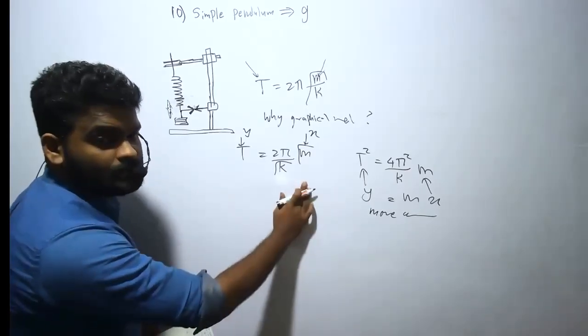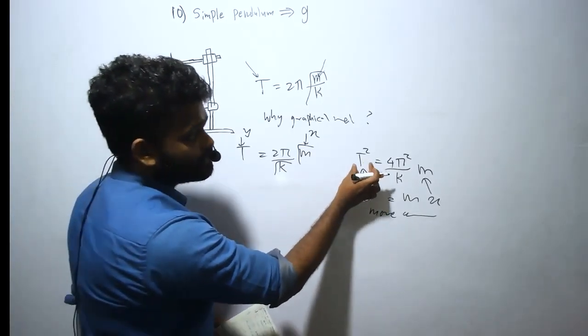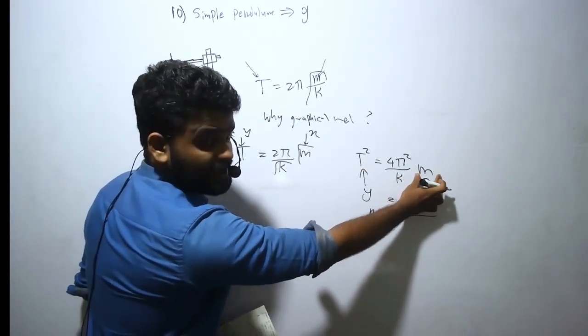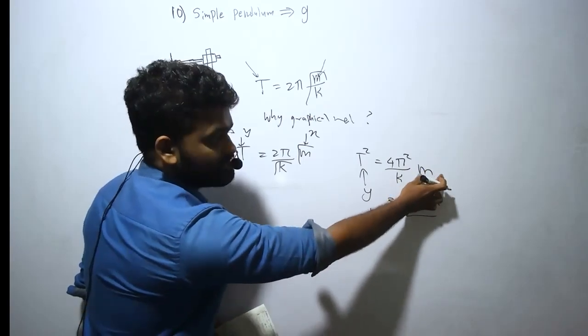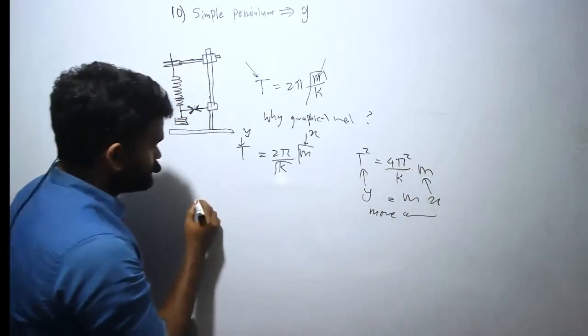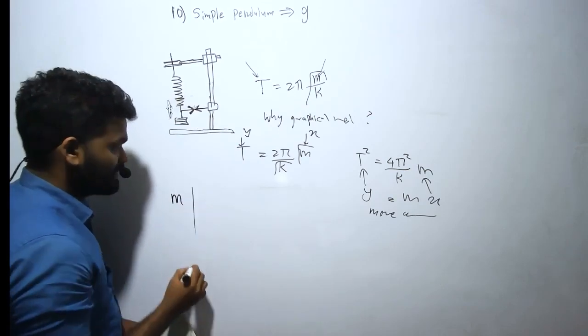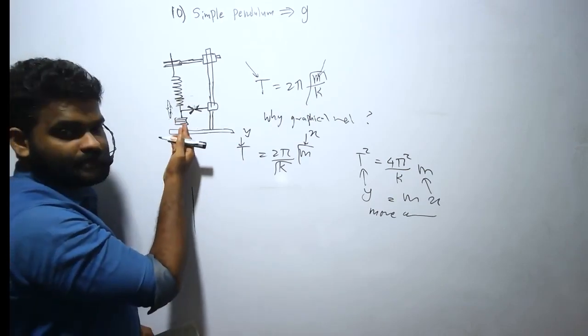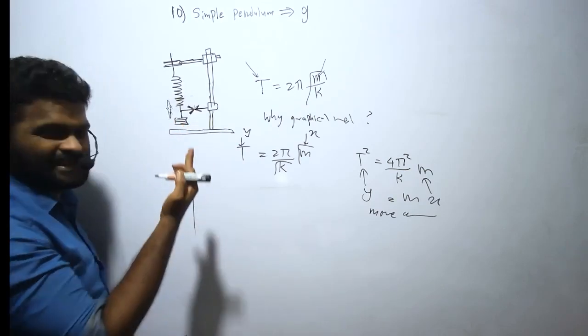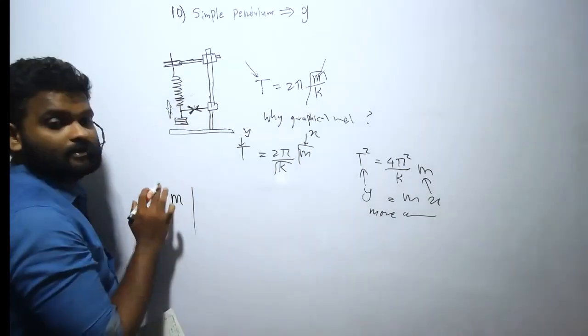Then we have to get 6 readings for each T squared and simple M. Simple M is the mass applied, right? So let's say you put a 1 kilogram here. Not a 1 kilogram, right? It is like 50 grams. For an example, I'll take, you put a 1 kilogram here.